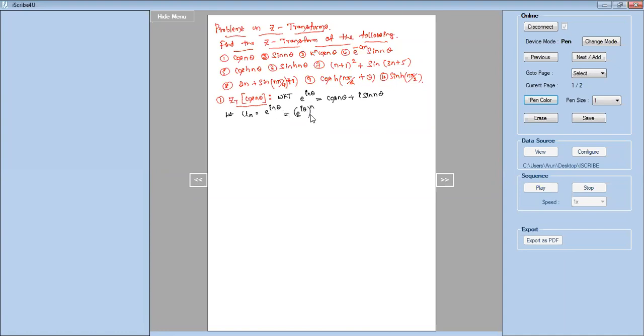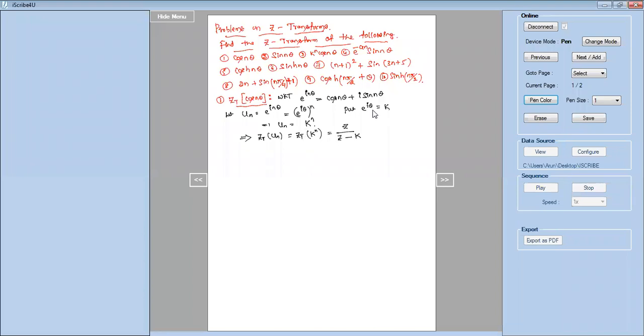This n I can take it to the power form. Now if I put e power I theta equal to k, therefore your un becomes k power n, right? And I want to find what is the Z transformation here. So let us take Z transform on both sides. This implies Z transform of un equals Z transform of k power n. You know the formula, Z transform of k power n is Z divided by Z minus k. So this formula I am using.